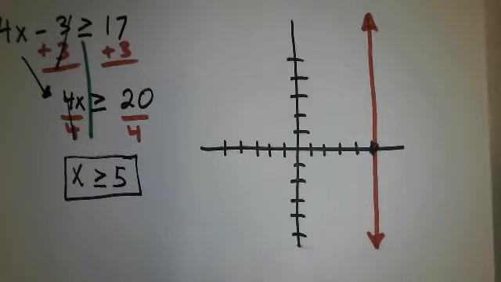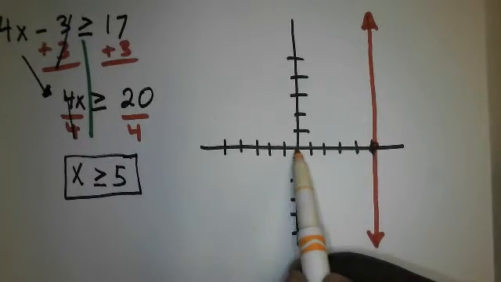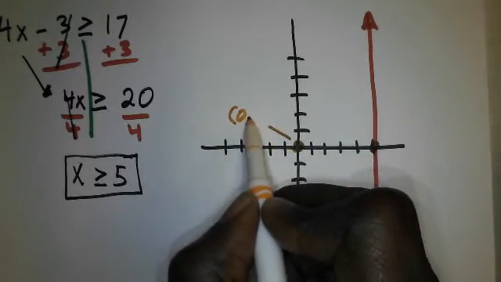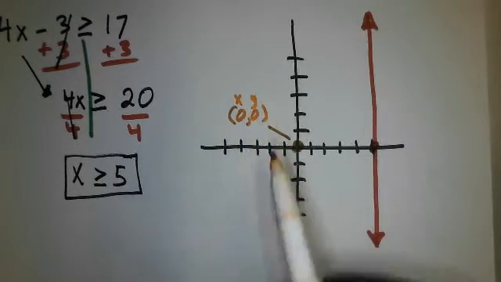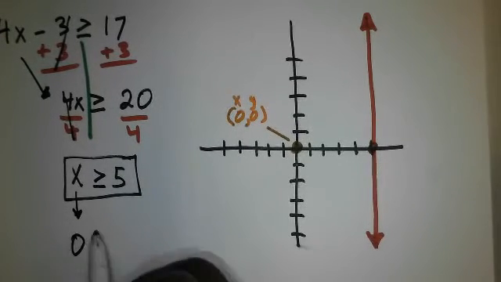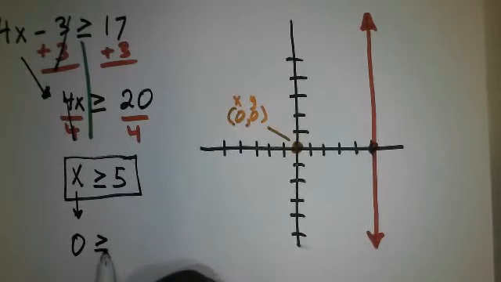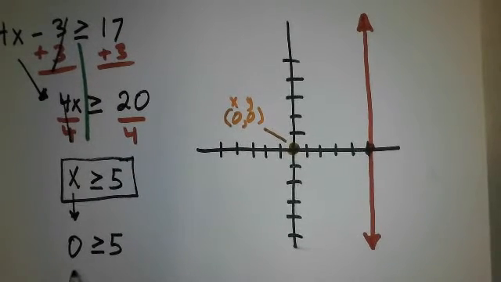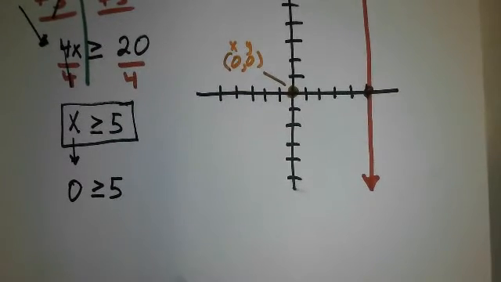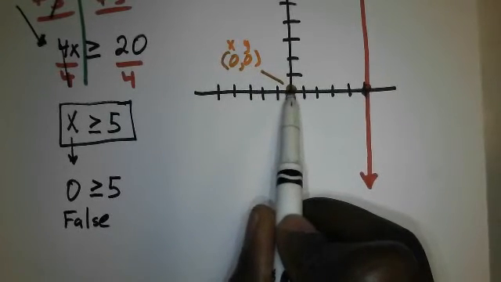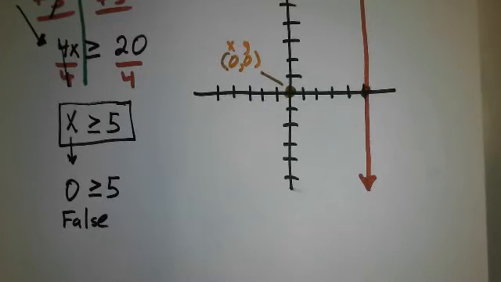Now let's find out where we're going to be shading. We're going to use our test point, which is at 0, 0. That means x is 0 and y is 0. We're going to replace x with 0, and it's going to say 0 is greater than or equal to 5. Looking at this, 0 is not greater than or equal to 5, so this is false. Because it's false, we're not shading the side where the dot is, we're going to shade the opposite side of the graph.